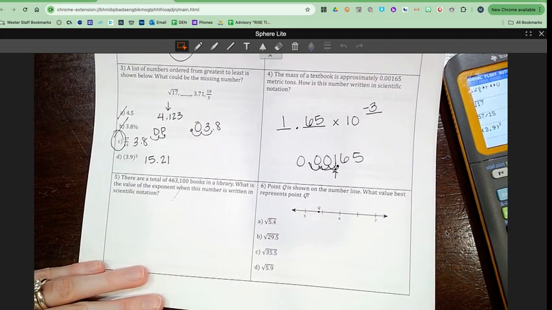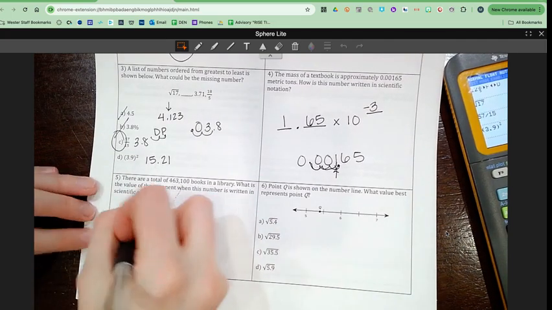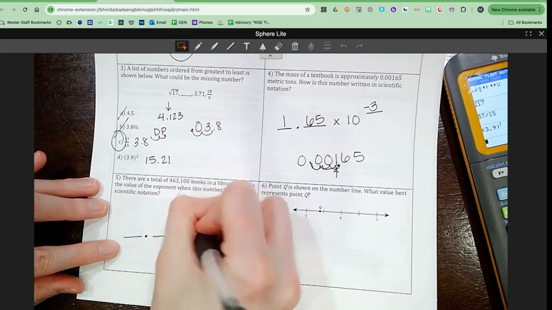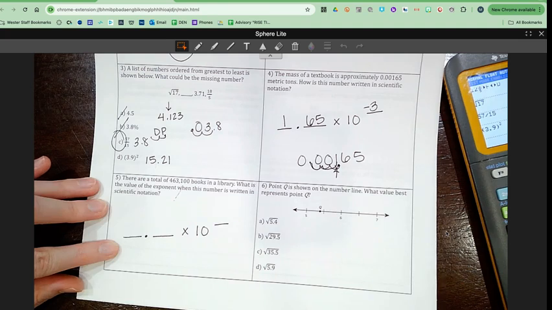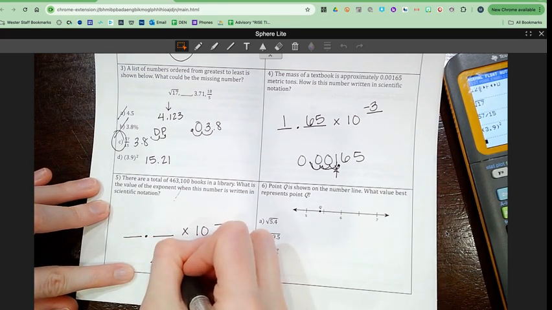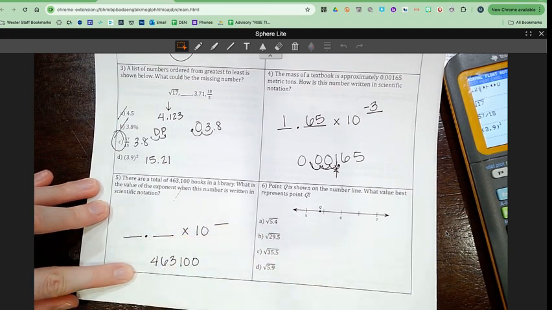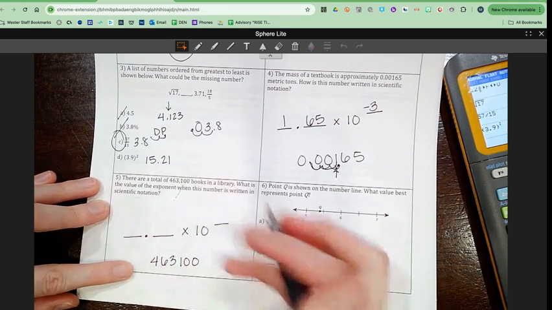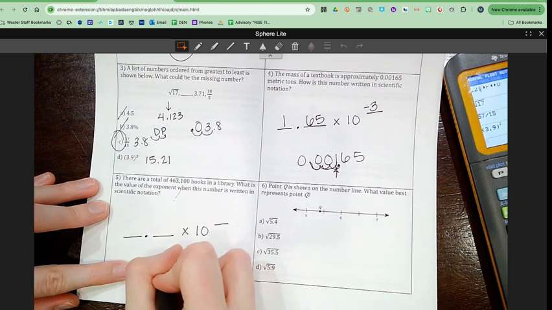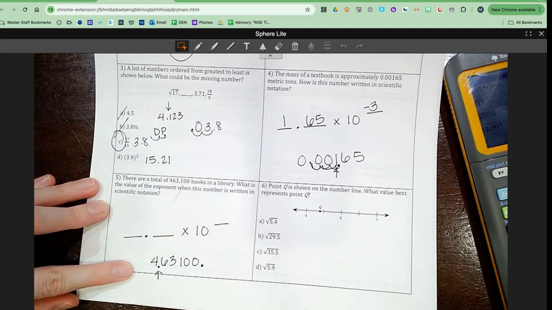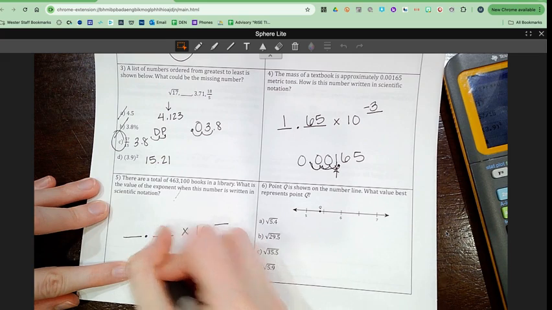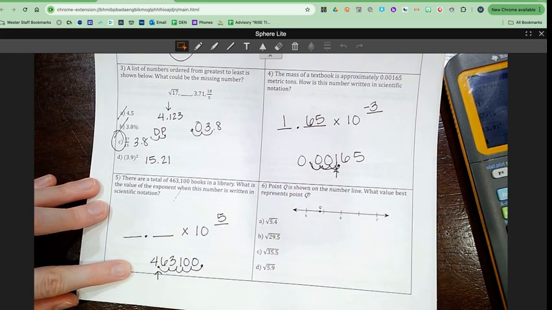Same thing with number 5, we're just doing scientific notation again. So same setup: we have a number in front of the decimal, some numbers after it, times 10 to an exponent. So this time when I'm starting out, I have 463,100 books. If the decimal is out of sight, it's to the right, so I'm going to put my decimal point on the end. I want one number in front of the decimal, so I want it to end up behind the 4. So I'm going to move it 1, 2, 3, 4, 5 times. So 5 is my exponent.